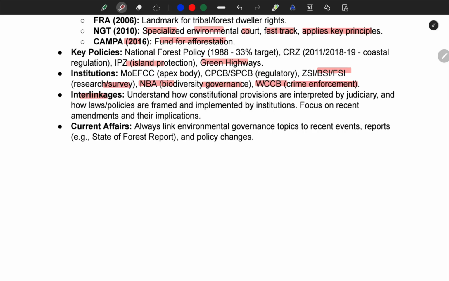Interlinkage: understand how constitutional provisions are interpreted by the judiciary and how laws and policies are framed and implemented by institutions. Focus on recent amendments and their implications. Always link environmental governance topics to recent events, reports, and examples, for instance the State of Forest Report and policy changes.